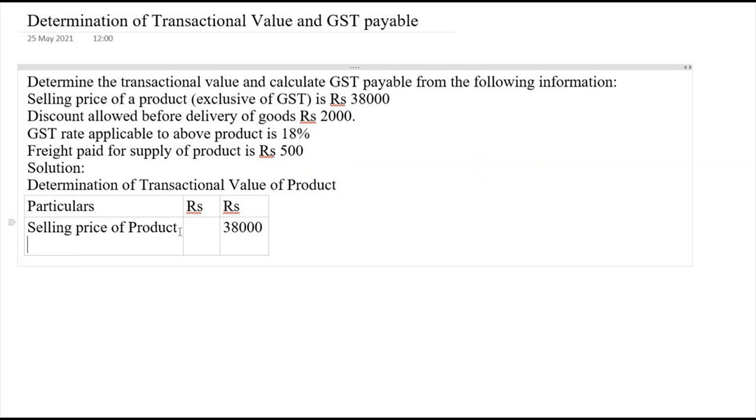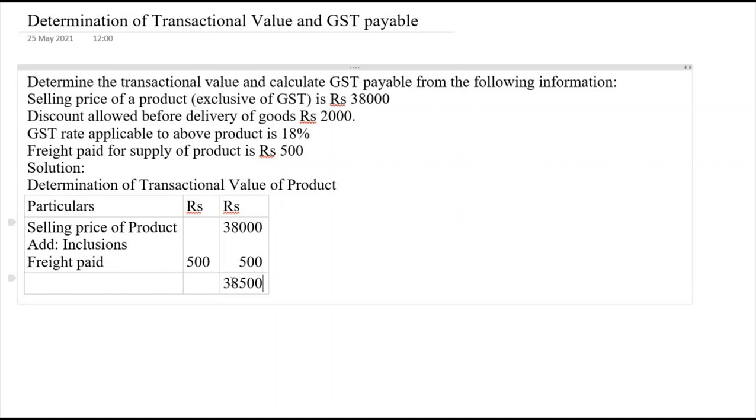Then to this we should add inclusions. So here we should add freight paid, that is rupees 500. So here it is 500. So the sum of this will be 38,500.